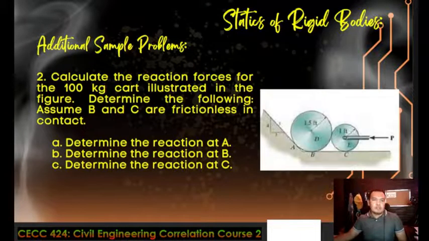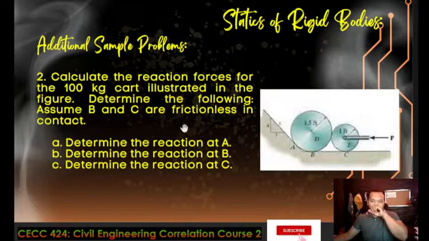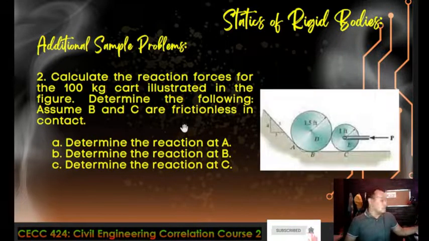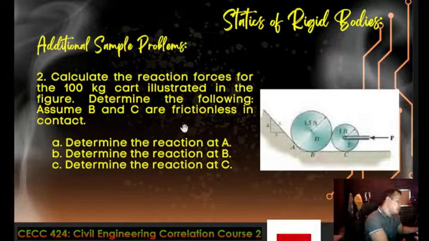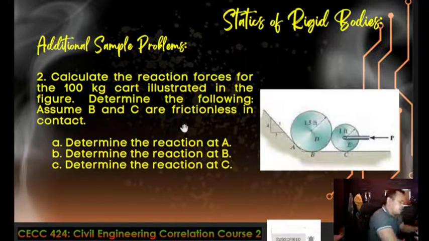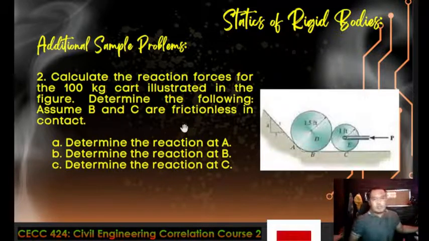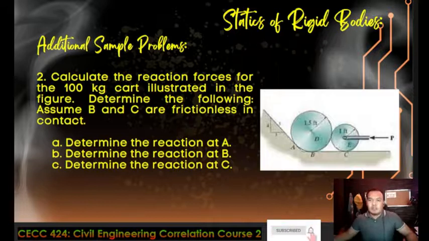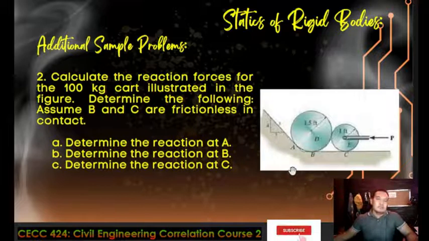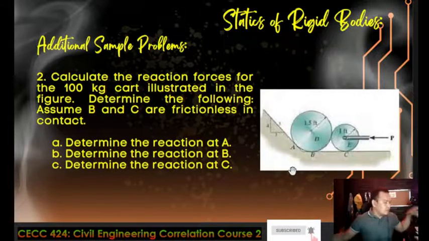Okay? So, next sample problem. Calculate the reaction forces for the 100 kilogram cart illustrated in the figure. Determine the following. Assume B and C are frictionless in contact. Determine the reaction at A, reaction at B, and the reaction at C. So, we have a cart with a 100 kilogram load acting on it, and we are asked to find the reactions in contact with the surface, which are C, B, and A shown here. Okay? So, let's solve.